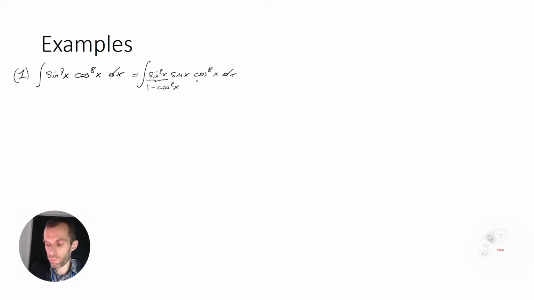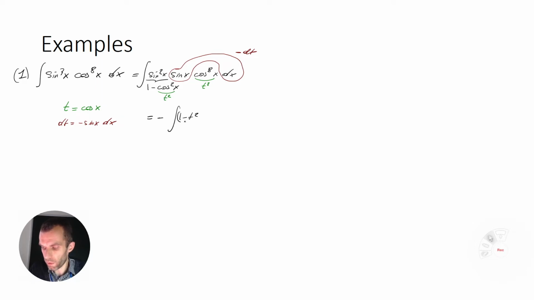So that's actually a good place to be in, because now what I can do is I can substitute t is cosine x, dt is minus sine x dx, and that lonely sine here is going to help me because I can combine it with the dx to give me minus dt. And then I'm also going to get rid of the cosine squared, that's t squared, and the cosine to the power 8, that's t to the power 8. So my integral then becomes minus the integral of 1 minus t squared, t to the power 8 dt.